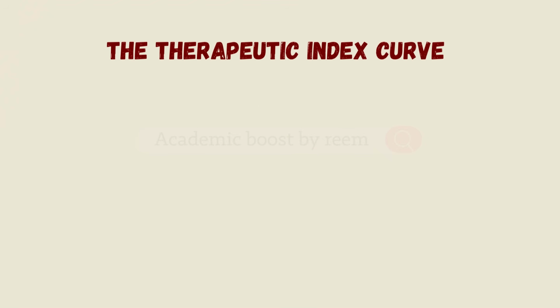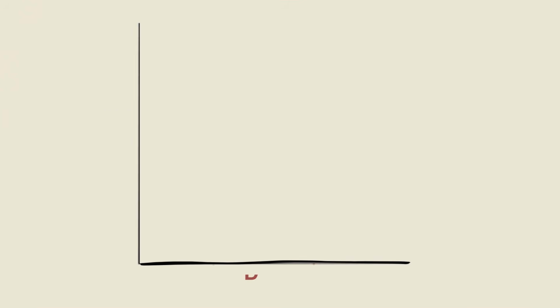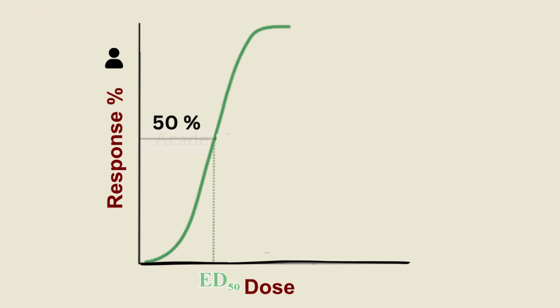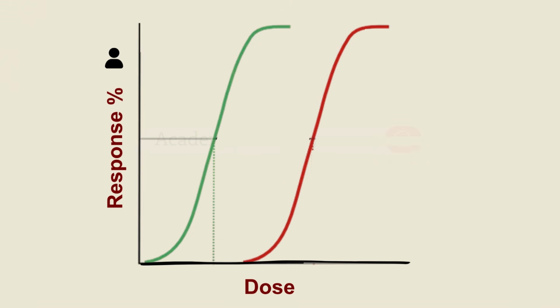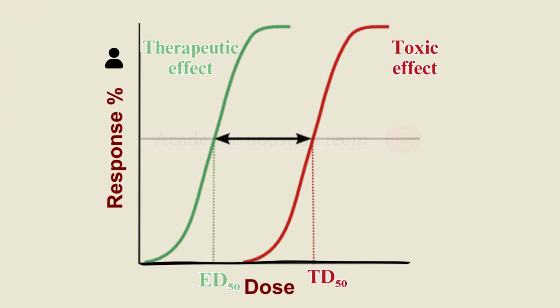The therapeutic index curve draws the relationships between dose and response percentage, with the dose on the x-axis and response percentage on the y-axis. First, representing the therapeutic effect, when 50% response is achieved, the dose is ED50. Second, representing the toxic effect, where 50% toxicity is achieved, the dose is TD50. And the range between the therapeutic and toxic level is known as the therapeutic index.